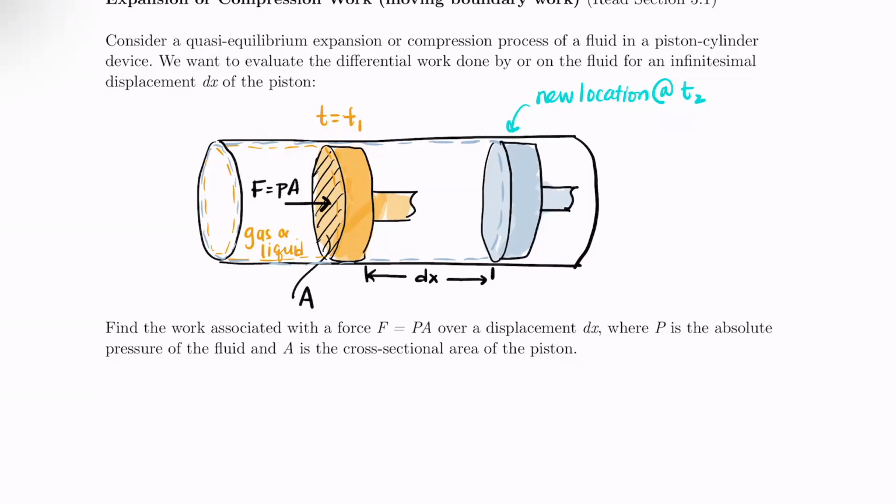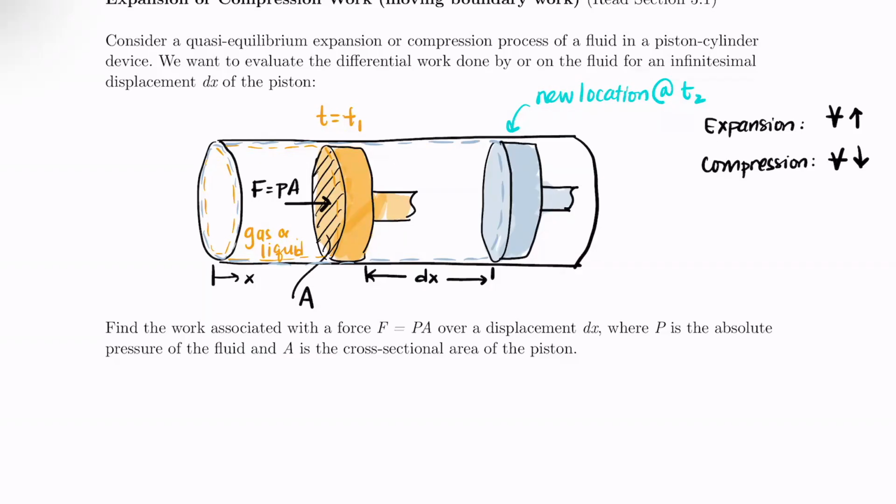Okay. And what else do we need? This is my x coordinate system. And I think that's all we need. So one other note, for an expansion process, that means that our volume is increasing. And for compression, it's decreasing, right? Does the setup make sense?